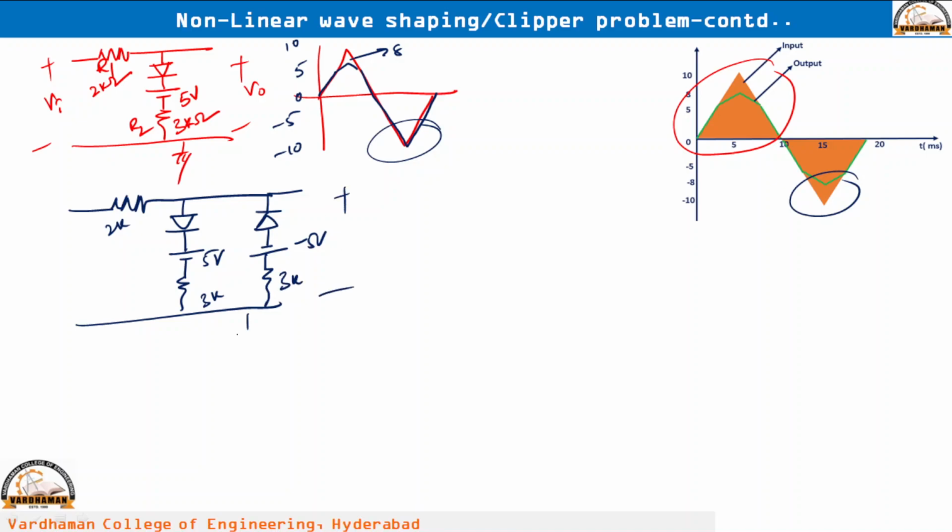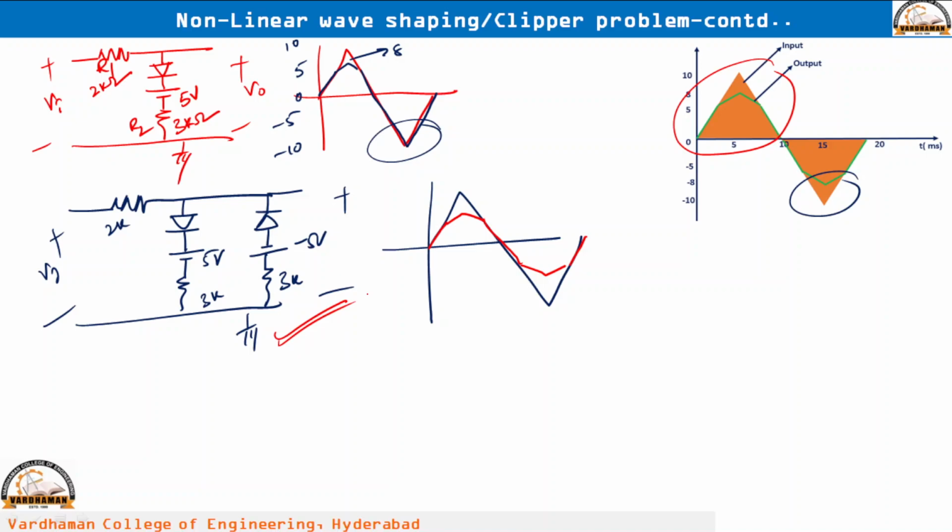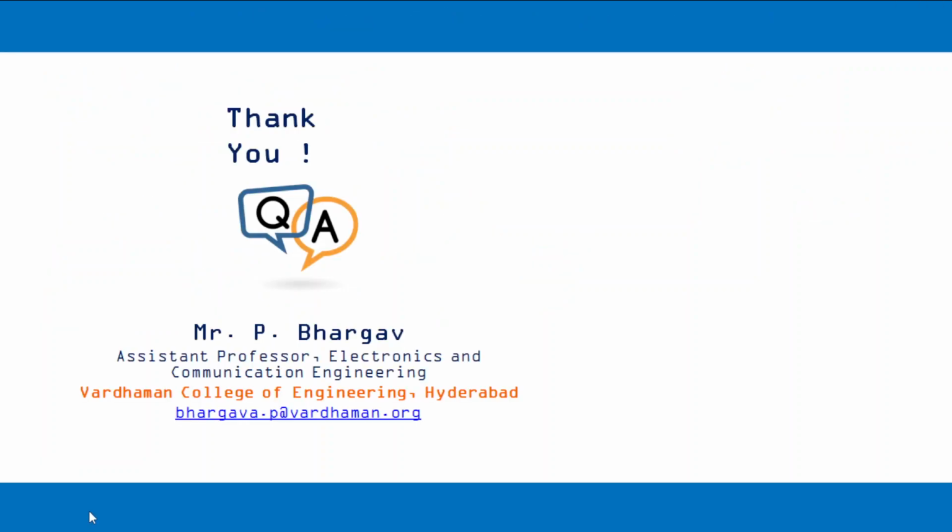You can check that according to this particular circuit, you are going to get the clipping operation on both sides. So for the triangular wave input we will get exactly what is required for the output waveform with this particular clipper operation. So we have completed the design of the clipper circuit. Thank you.